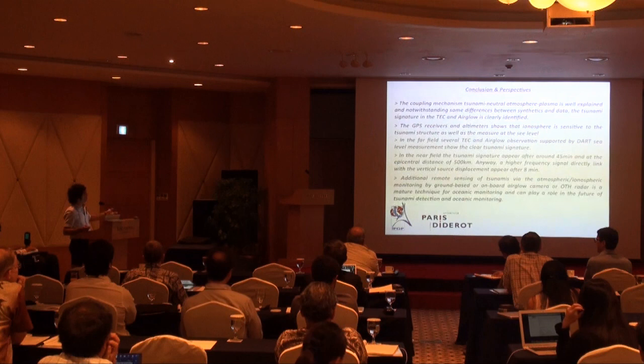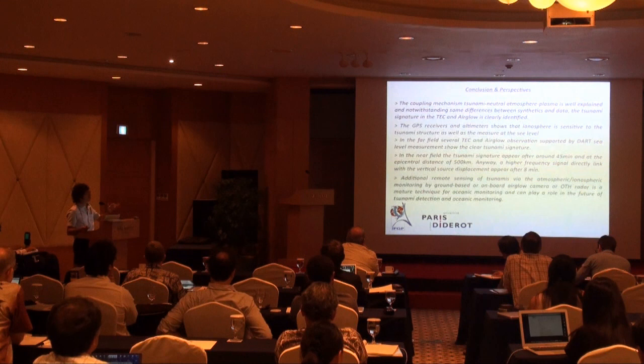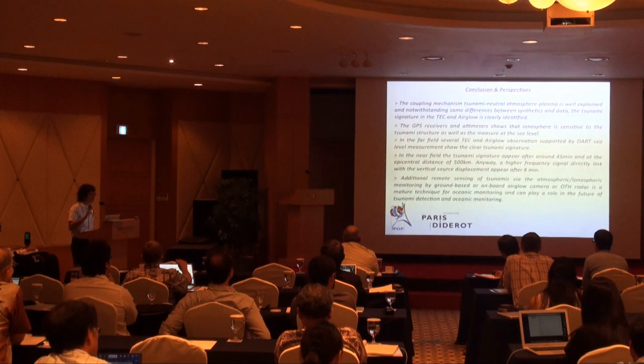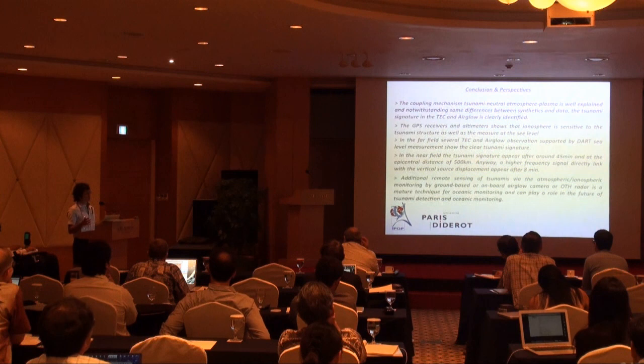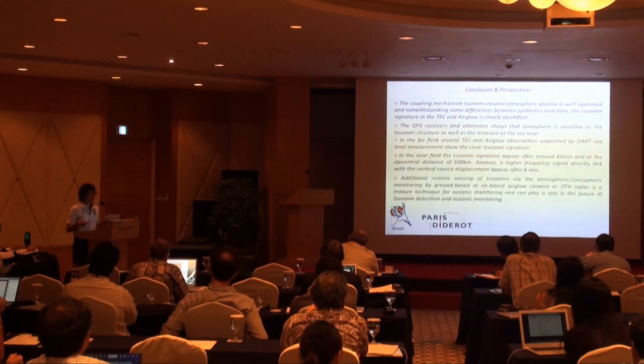The GPS receiver and the altimeter show clearly that the ionosphere is pretty sensitive to the tsunami structure and the tsunami propagation at the sea level. This observation is clearly explained in the far field, and now we are focusing on observation in the near field, because in the near field we have a competition of different waves that are created. Some internal acoustic gravity waves are created by the source directly, some acoustic waves are created by gravity wave propagation, and some gravity waves are created by the tsunami.